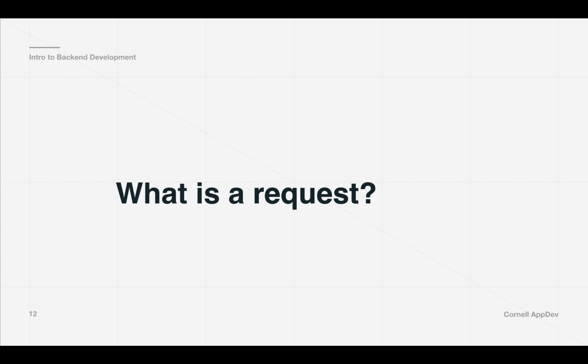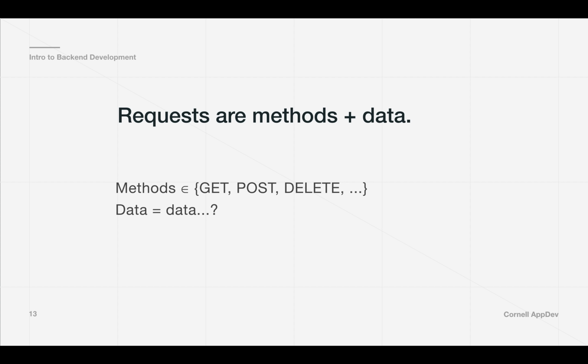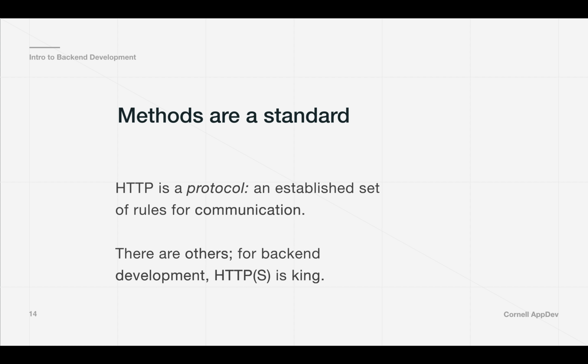Okay, so next up we have: what is a request? The request is basically what's getting sent to the server, and we can think about it as a method plus data. The methods that we have are GET, POST, DELETE. Those are called HTTP verbs. And then the data, which is kind of confusing: what is the actual data that's being sent in a request?